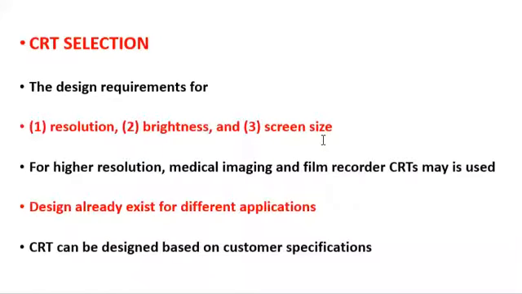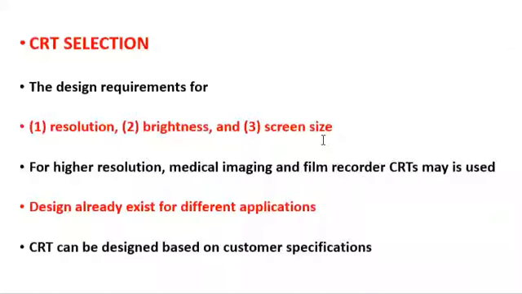These are the disadvantages. So how do we select a CRT for a particular application? The three parameters that are paramount in selecting the design or the particular CRT for our application are: number one, resolution; number two, brightness; and the third one, the screen size. Whenever you need a very high resolution, as used, for example, in medical imaging and in film recording, the CRT may use designs that already exist for that purpose.